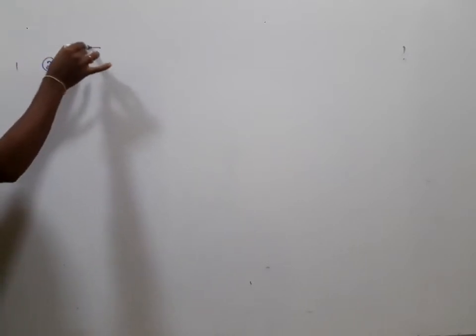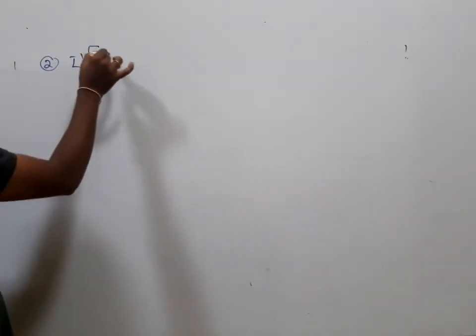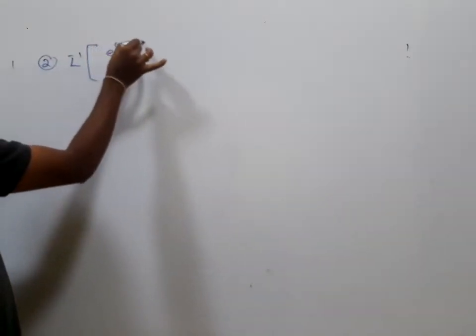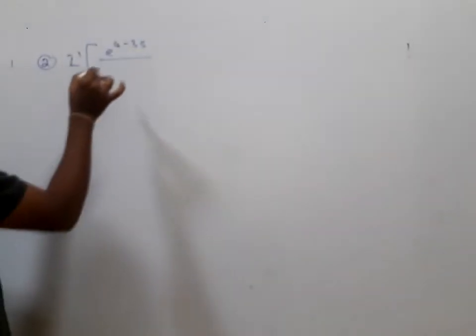Next, second problem. Evaluate L inverse of e to the power of 4 minus 3s divided by (s plus 4) all to the power of 5 by 2.